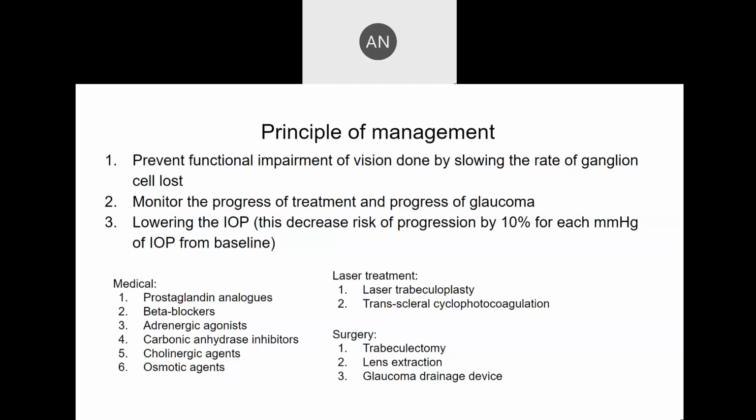So the treatment option for medical is for prostaglandin analogs, beta blockers, adrenergic agonists, carbonic anhydrase inhibitors, cholinergic agent, and osmotic agent. For laser treatment, what is available is laser trabeculoplasty and also transscleral cyclophotocoagulation. For surgery is trabeculectomy, lens extraction, and glaucoma drainage device.